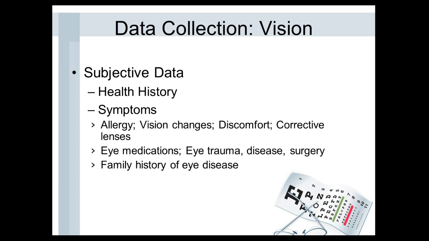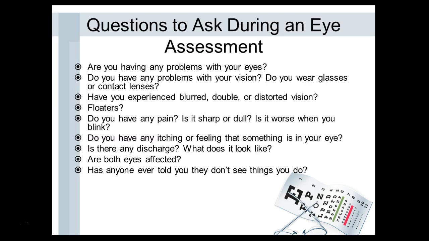Common symptoms: you have allergies, you have itchy red eyes, you have vision changes, discomfort, pain. What eye medications, if any, do they use? Have they had any eye trauma in the past or currently? Any diseases, not just of the eyes, but diabetes, thyroid disorder, liver disease. These are some of the questions that you might want to ask. About floaters, blurred vision. Do you have any pain? Itching, or do you feel like something's in your eye, something gritty? Are both eyes affected? What about double vision?